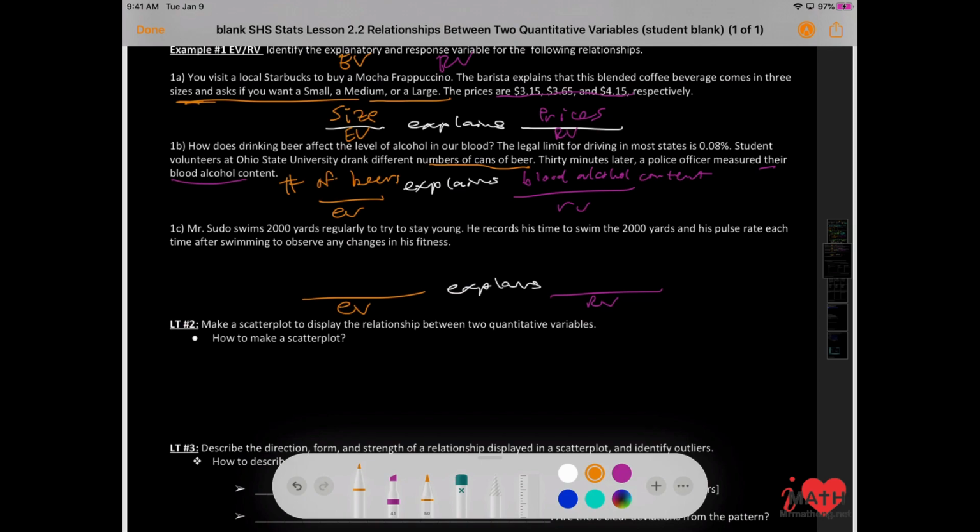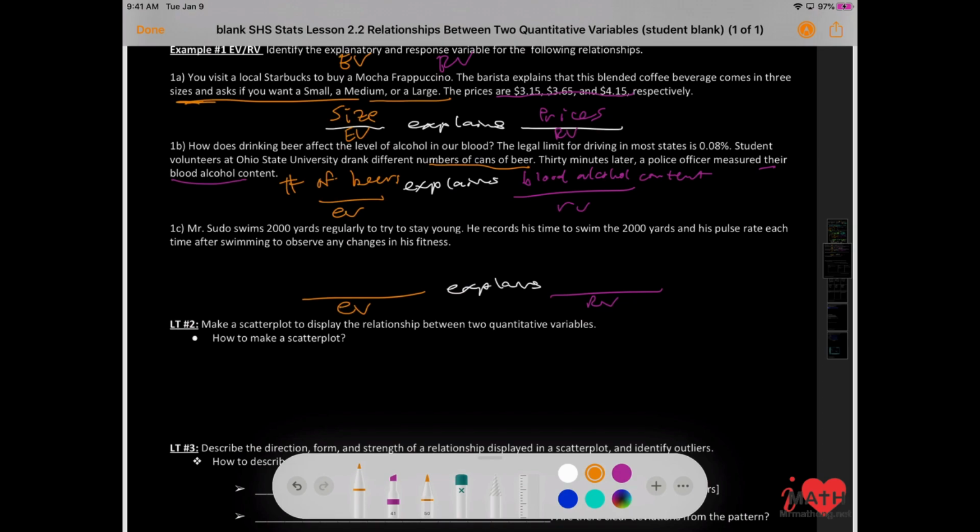Mr. Shudo swims 2,000 yards regularly to try to stay young. He records his time to swim the 2,000 yards and his pulse rate each time after swimming to observe any fitness. So, what do you think is happening here? What explains the response variable?